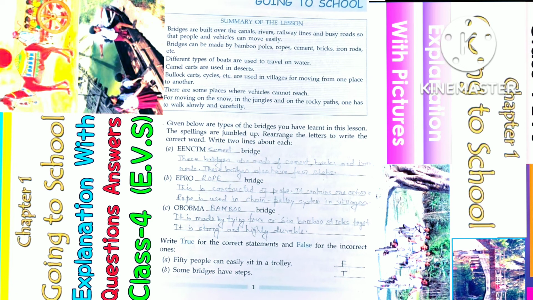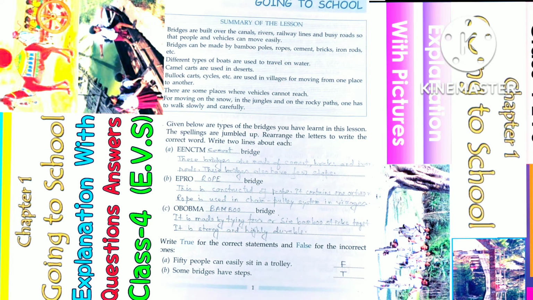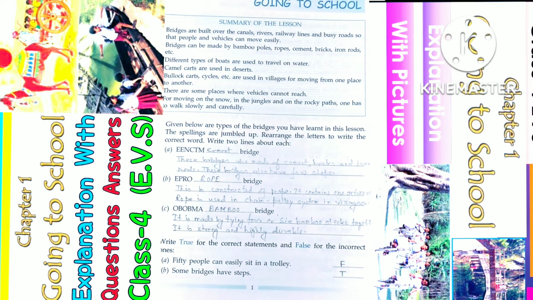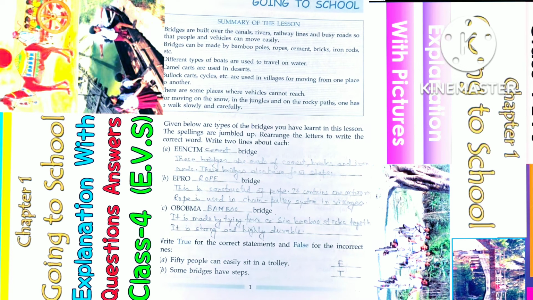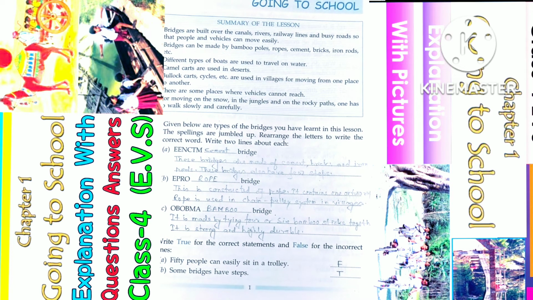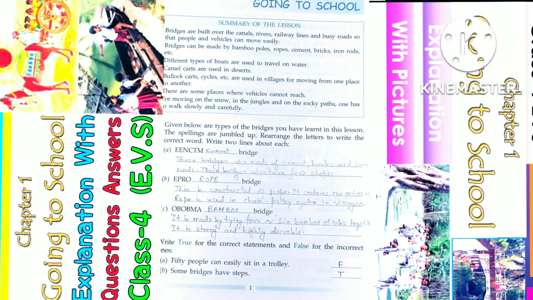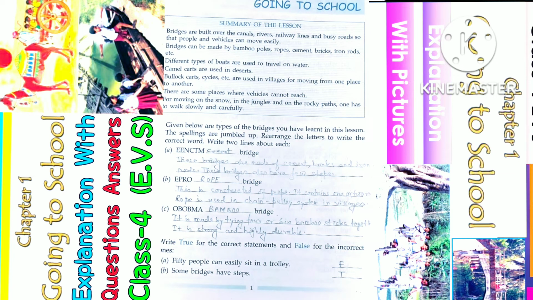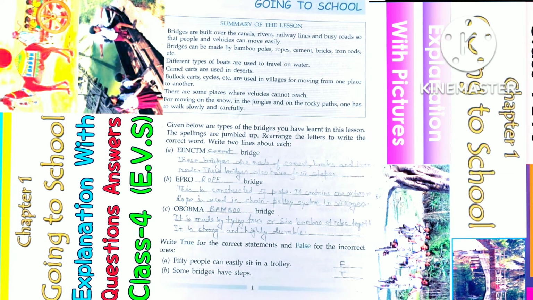B. EPRO. You have to arrange it and write it. It will be rope. ROPE. Rope bridge. This is constructed of rope. It contains 1 or 2 ropes. Rope is used in a chain pulley system in villages. We can see it in Assam.